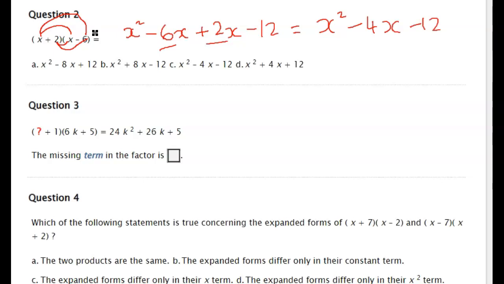So the correct answer, let's just find it, it's a bit hard to read, isn't it? Okay, it is answer C. So x squared minus 4x minus 12.